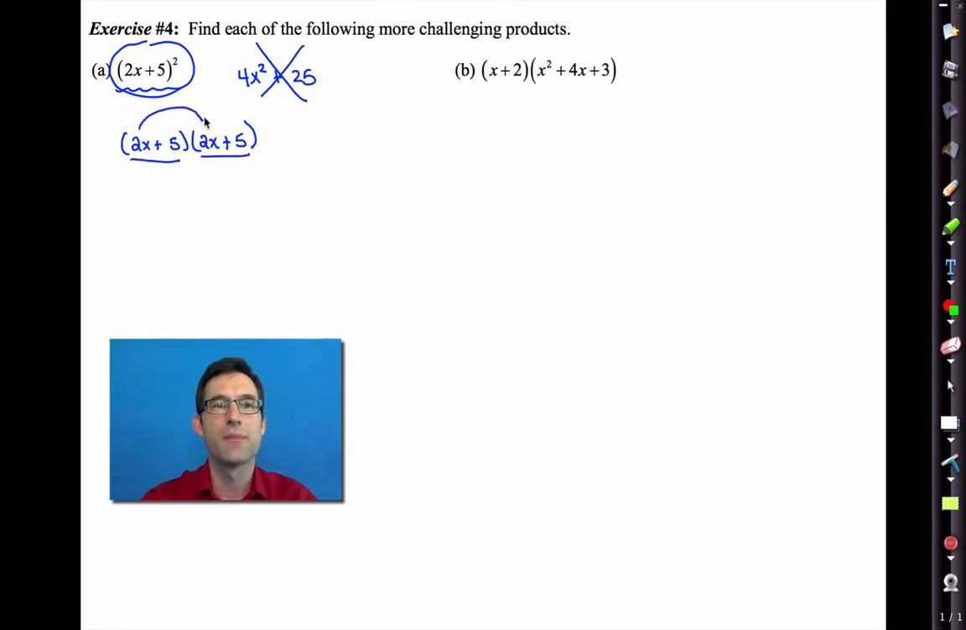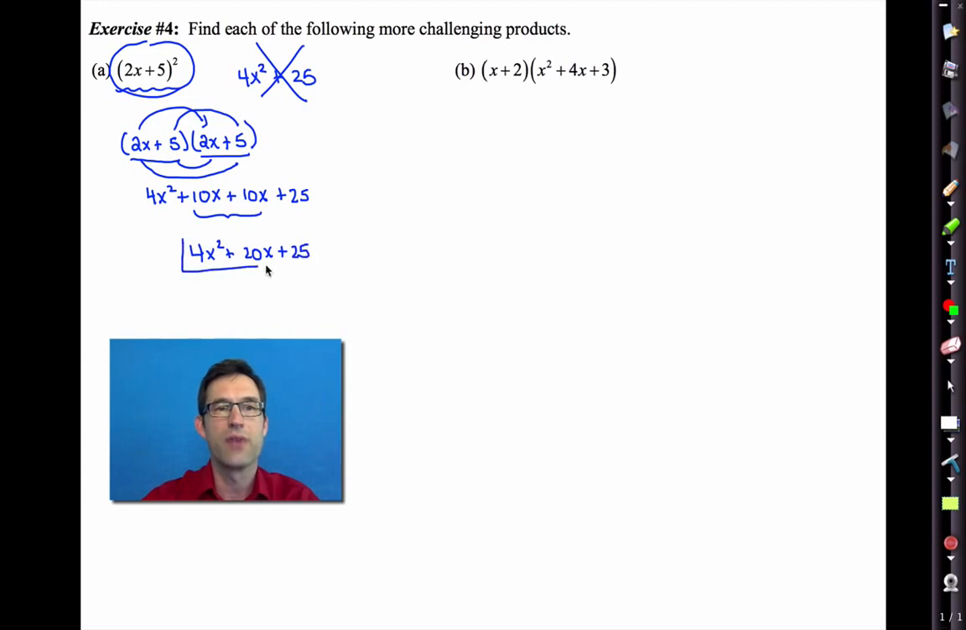So 2x times 2x is going to be 4x to the second. 5 times 2x is going to be 10x. 2x times 5 is going to be another 10x. That's kind of cool. And 5 times 5 is going to be 25. I can now combine these like terms as I so often do. 10x and 10x is 20x, and I get an equivalent trinomial.